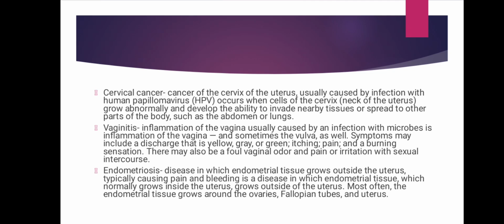And lastly, the endometriosis disease, in which endometrial tissue grows outside the uterus, typically causing pain and bleeding. It is a disease in which endometrial tissue, which normally grows inside the uterus, grows outside of the uterus. Most often, the endometrial tissue grows around the ovaries, fallopian tubes, and uterus.